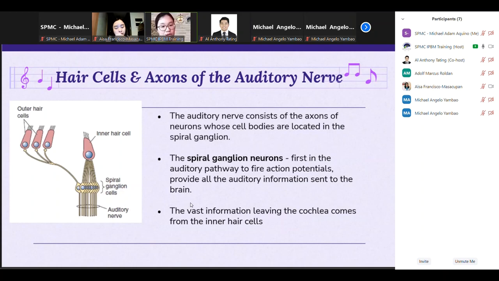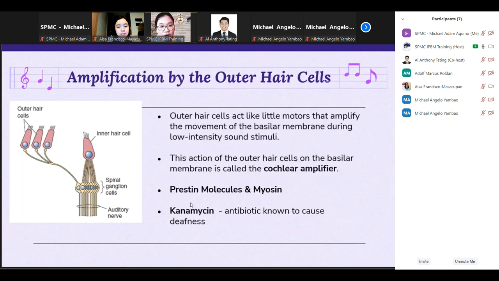And the vast majority of information leaving the cochlea comes from the inner hair cells. So the outer hair cells actually outnumber the inner hair cells, but 95% of the spiral ganglion communicate with the inner hair cells. So what are the outer hair cells for? So the outer hair cells are motors that amplify the movement of the basilar membrane during low intensity sound stimuli. So the action of the outer hair cell on the basilar membrane is called a cochlear amplifier. So how is it a cochlear amplifier?